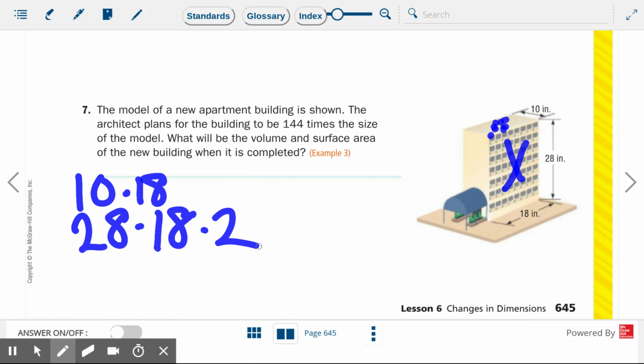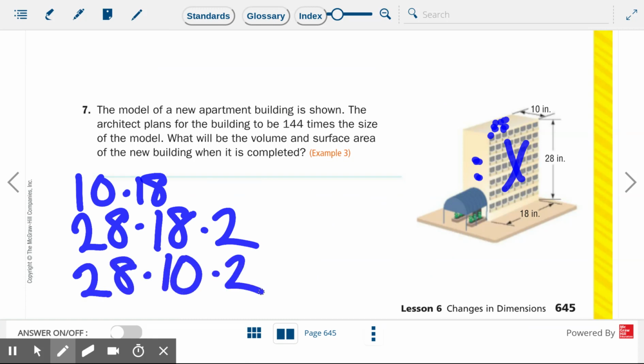And for this side here, that looks like 28 times 10, times 2. And that should give you everything. And I'm going to pause this, and then we'll have to transition to another video in a minute here.